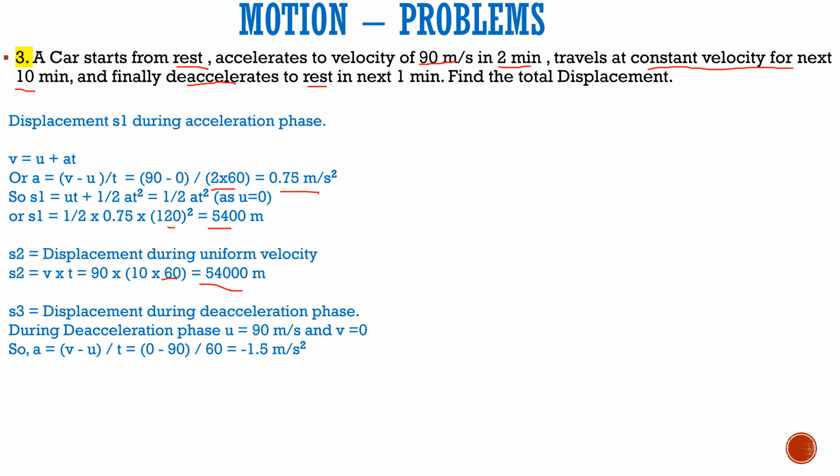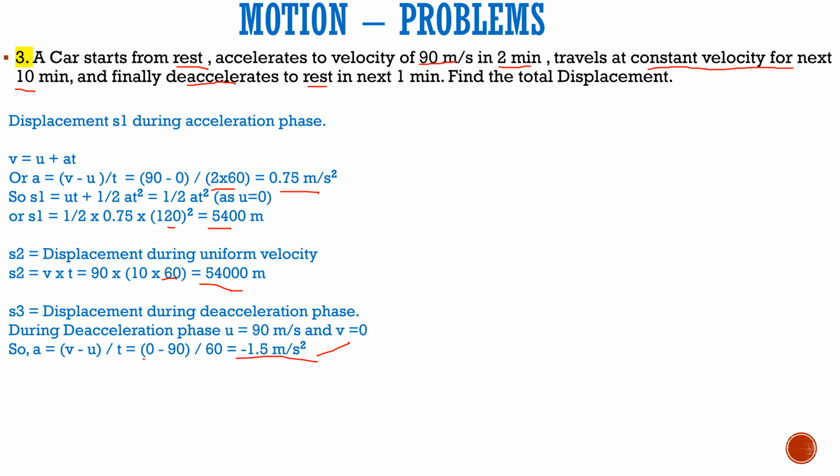90 minus 0, v is 0, right? So 0 minus 90 by t, so we get minus 1.5 meter per second squared. Why minus? Because acceleration is negative, or nothing but it's a deceleration in this particular case.